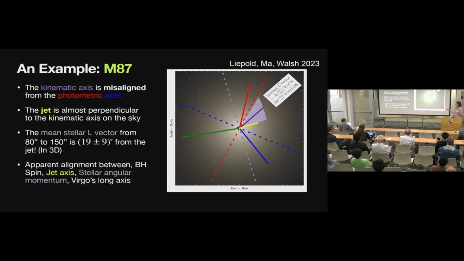Because this suggests that there are a lot of these apparent alignments at many different scales in M87. In particular, the black hole spin axis is assumed to be misaligned with the jet axis. We're finding that the jet axis and the stellar angular momentum axis are fairly closely aligned, probably better aligned than you'd expect from just a random draw.